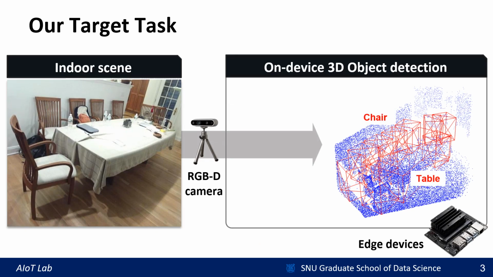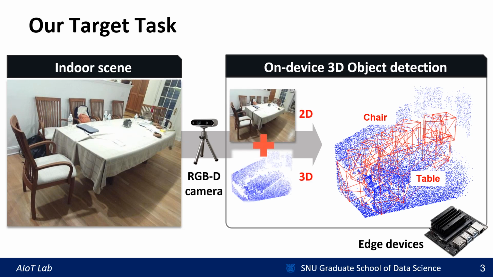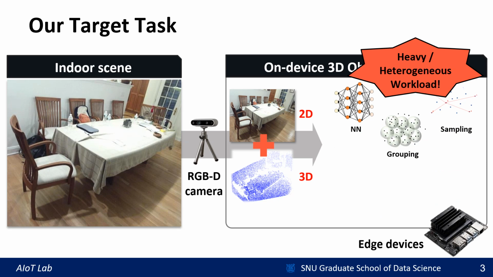As an example, we can think of on-device 3D object detection from indoor scenes. This could be widely used in various applications in the upcoming era of mixed reality. We assume that 2D and 3D data are used together so that fine-grained features from 2D images would improve 3D object detection accuracy. However, 3D object detection with 2D images brings heavy and heterogeneous workloads to the system. Therefore, we need to find a good workload allocation taking into account the different features of heterogeneous processors.